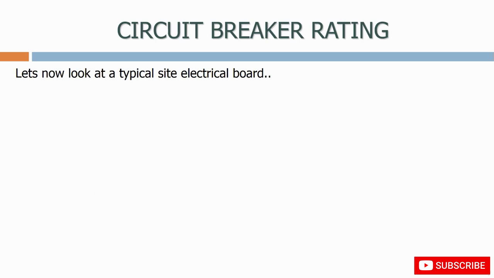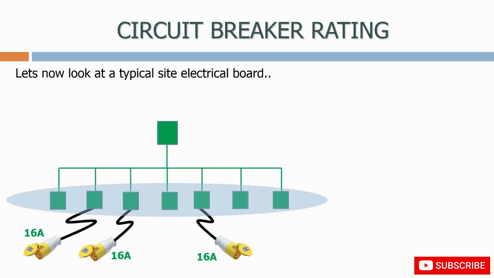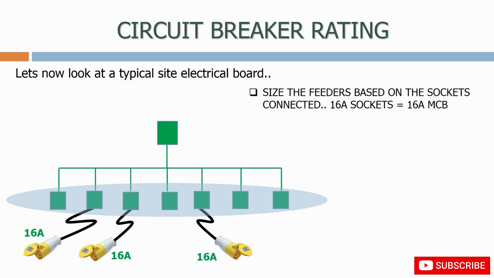Let's now look at a typical site electrical board. These are 16 amp sockets. The question is, do we have any control about what's plugged into the socket? The answer is no. Anyone can come along and plug anything into the socket, which may load the socket right up to its full rating of 16 amps. Because of this, we have no choice. We have to make all of the feeder breakers 16 amps to match the socket.